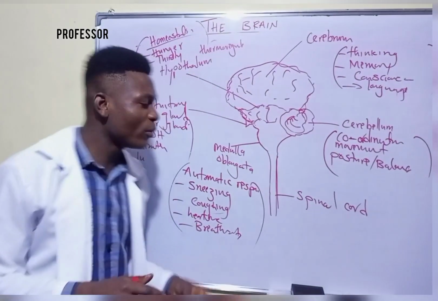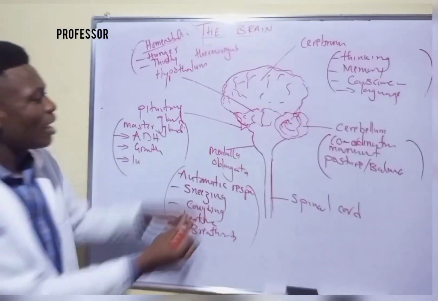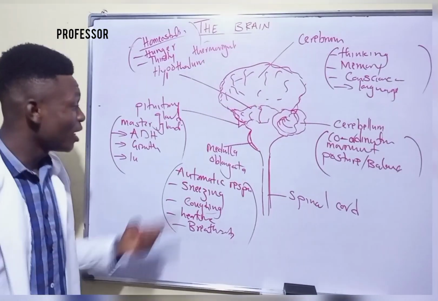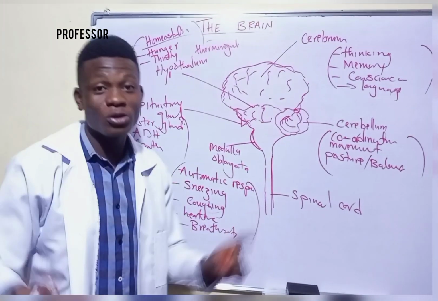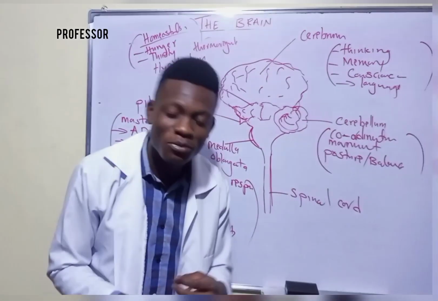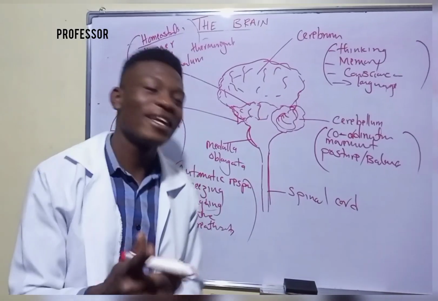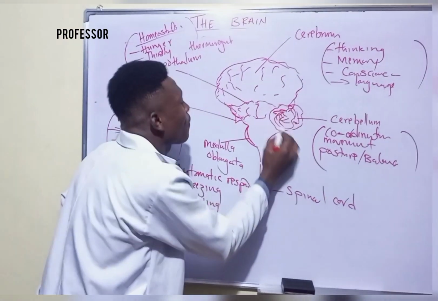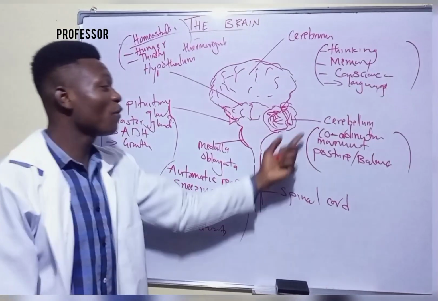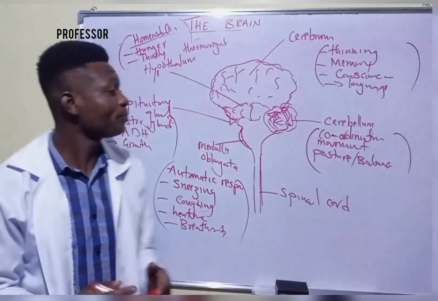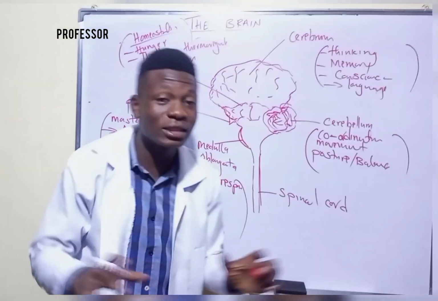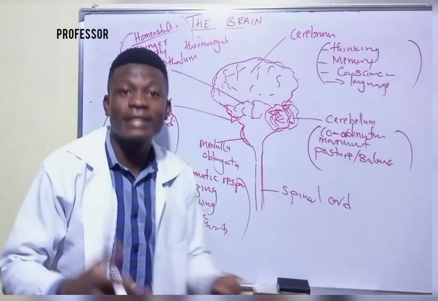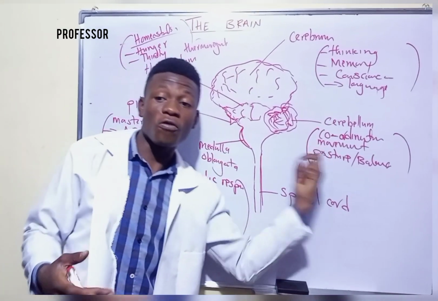So in summary, we said we have the medulla oblongata. This looks like a giggle here. The medulla oblongata, what's the function? It controls automatic responses of the body, such as sneezing, breathing, and coughing. Then the cerebellum, it looks like a flower. The function of the cerebellum is to control the coordination of movement in the body, such as posture, balance, and dancing. It is responsible for that.